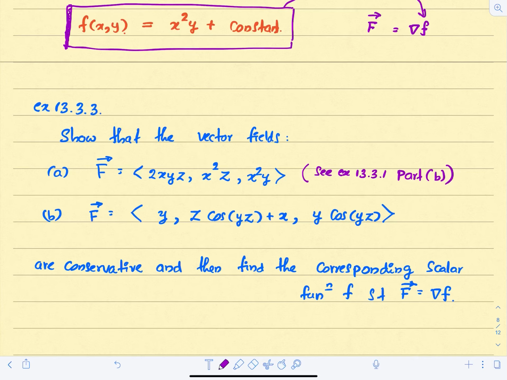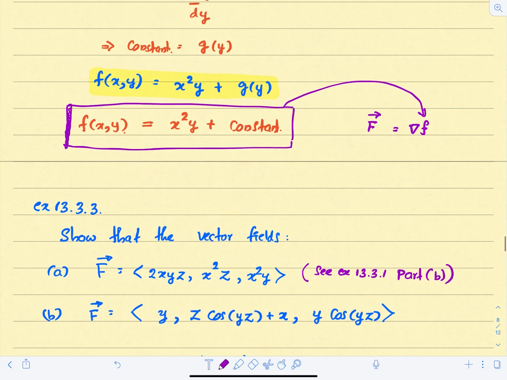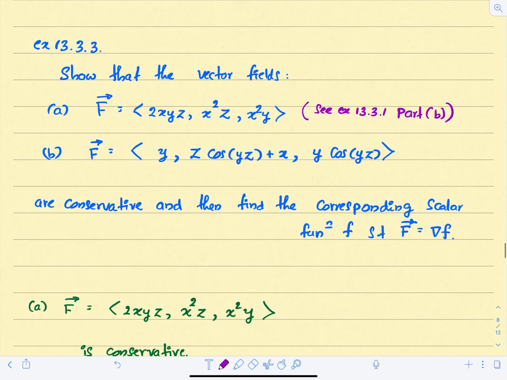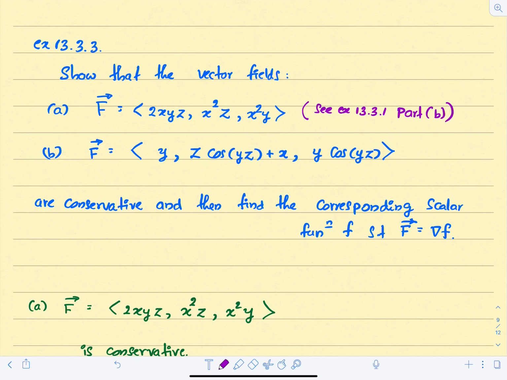So in the previous example, we considered a two-dimensional conservative vector field, and we even found the corresponding scalar potential function. Okay, next, we are going to consider a three-dimensional conservative vector field, and here we are going to calculate the same scalar potential function that corresponds to these three-dimensional vector fields.